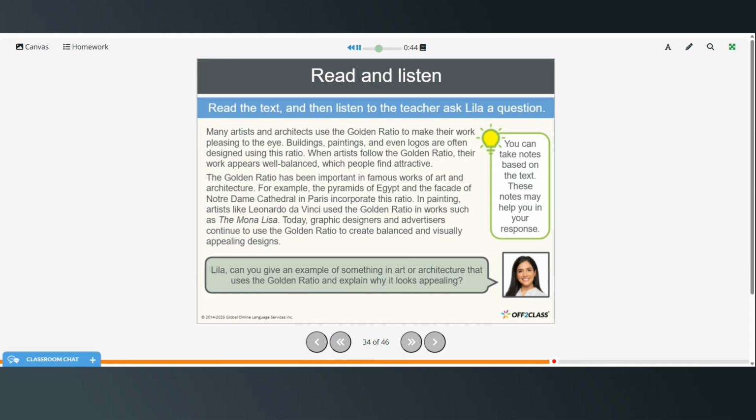For example, the pyramids of Egypt and the facade of Notre Dame Cathedral in Paris incorporate this ratio. In painting, artists like Leonardo da Vinci use the golden ratio in works such as the Mona Lisa. Today, graphic designers and advertisers continue to use the golden ratio to create balanced and visually appealing designs.